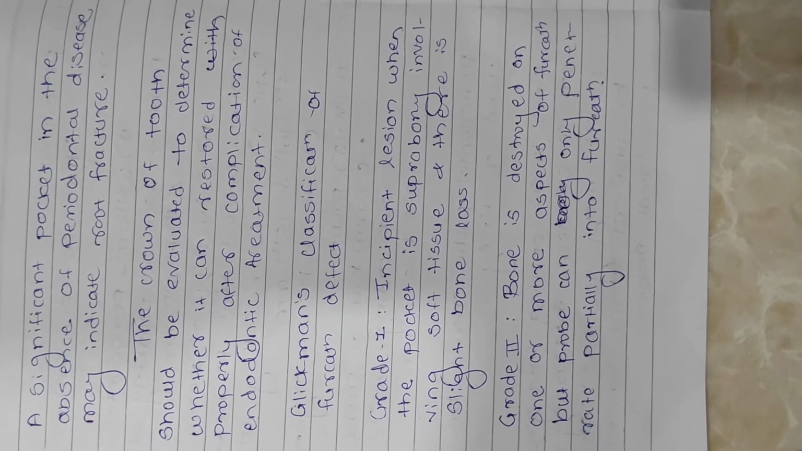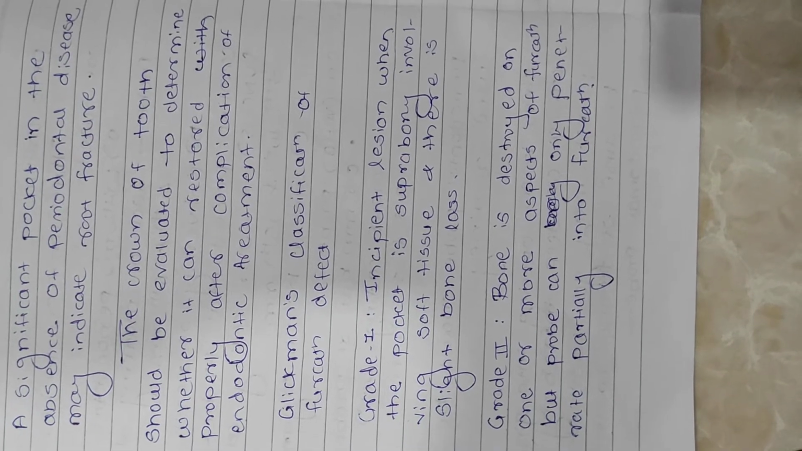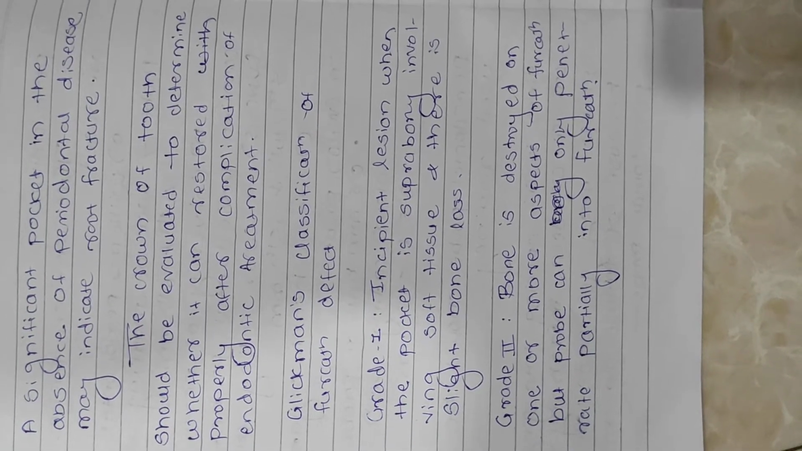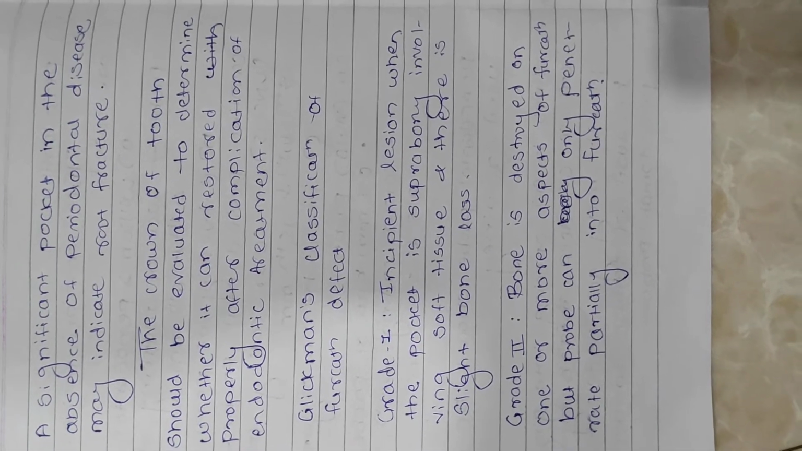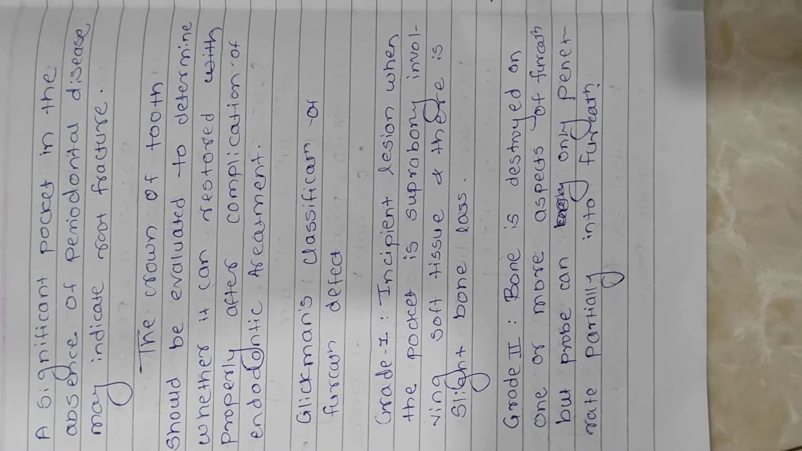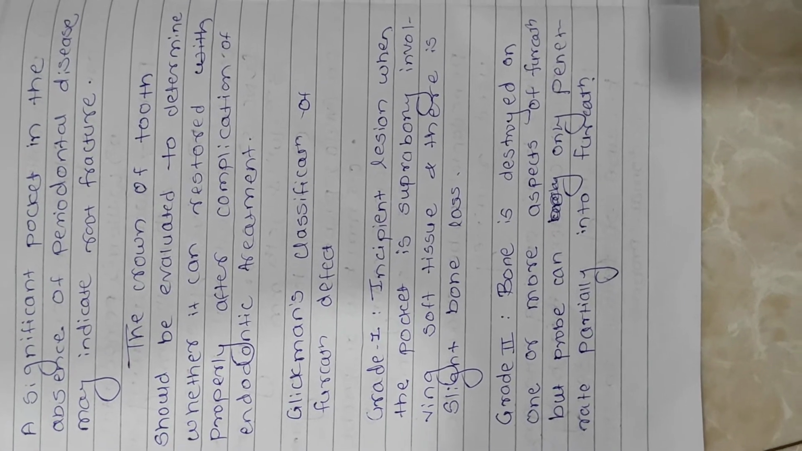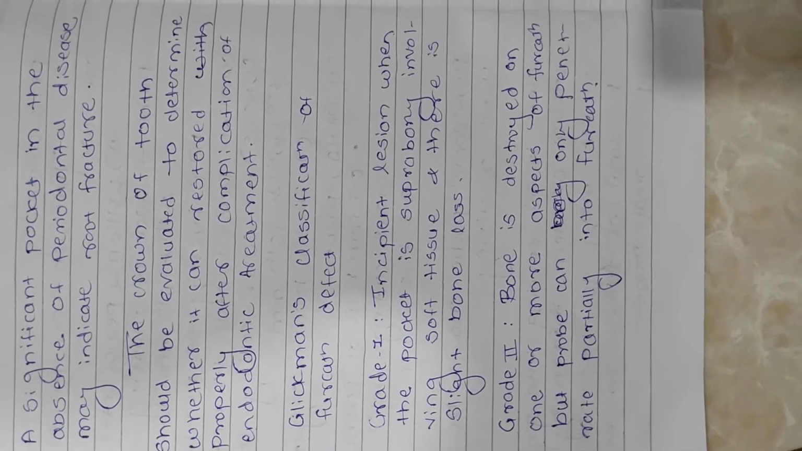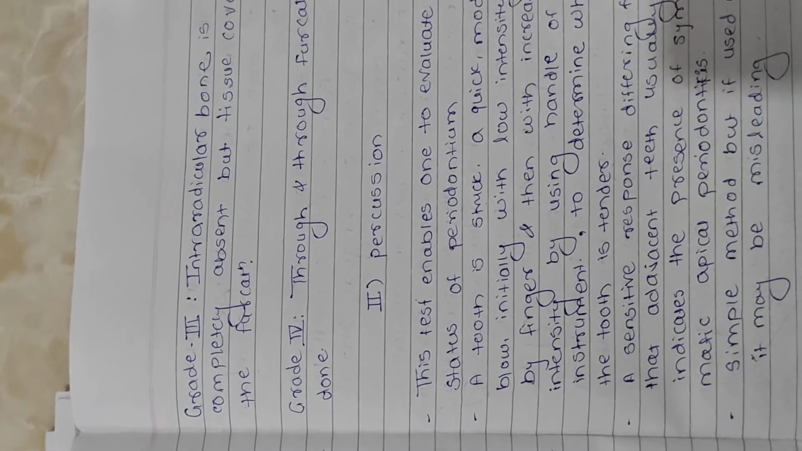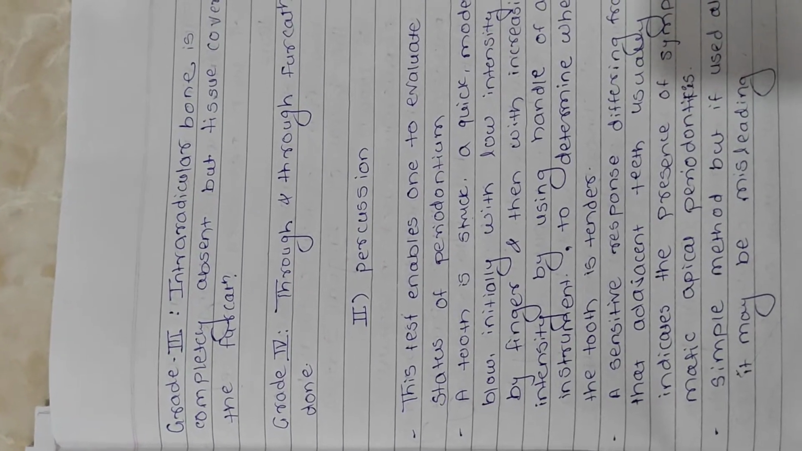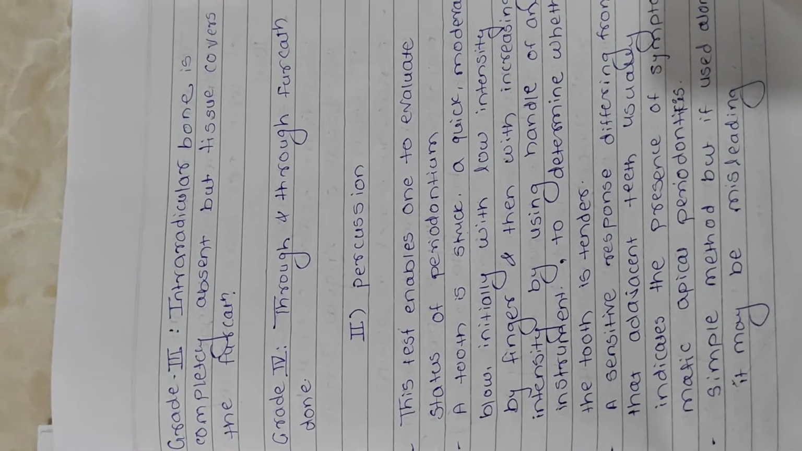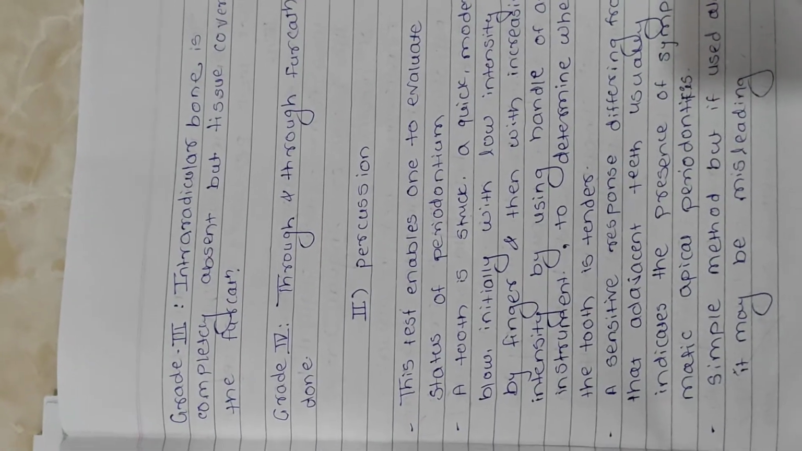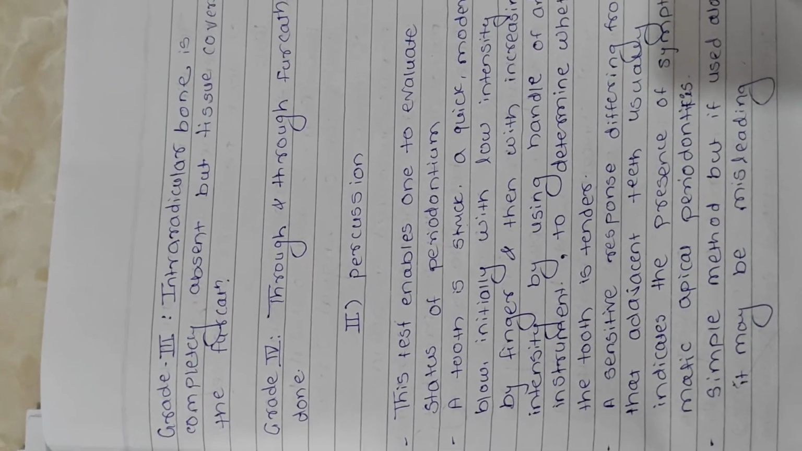Coming to the Glickman classification of furcation defect. Grade 1 is incipient lesion when pocket is suprabony involving soft tissue and there is slight bone loss. Grade 2 is bone destroyed on one or more aspects of the furcation, but the probe can only penetrate partially into the furcation. Third one is intraradicular bone is completely absent but tissue covering the furcation. And fourth one is through and through furcation. Next point is percussion. We will see that point in next session.